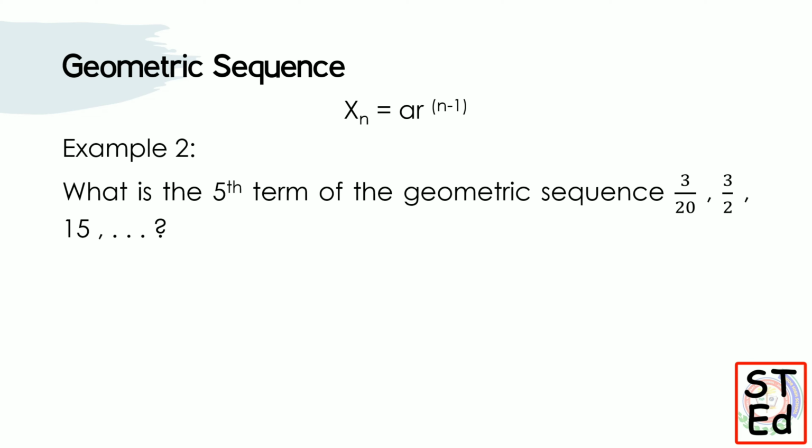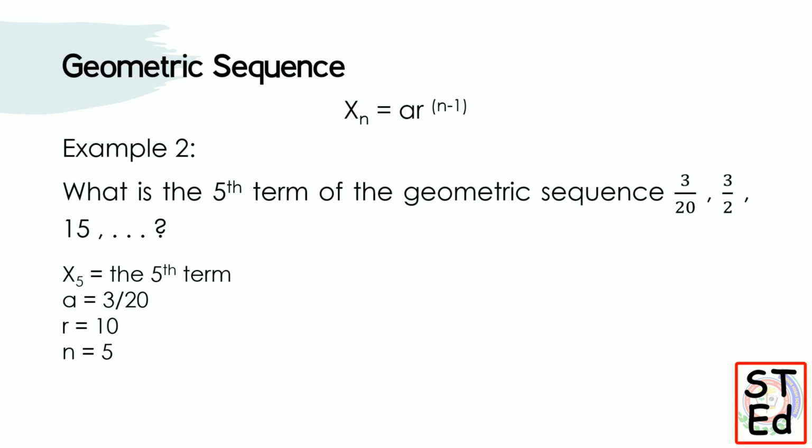Shall we now proceed? Our next example is finding the fifth term of the geometric sequence 3/20, 3/2, and 15. The first step is always to identify the given terms. a sub 5 is the fifth term that we're going to find, a is the first term of the sequence, which is 3/20, r is the common ratio, 3/2 divided by 3/20, which is equal to 10, and n is the number of terms in the sequence.